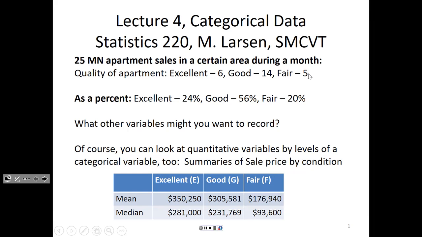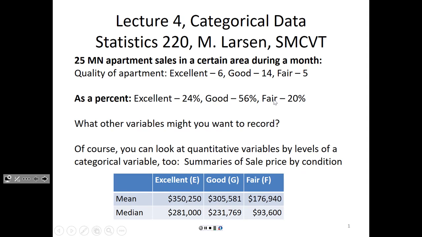You can report that in a table, as a percent. You can judge from 6, 14, 5 relatively which categories are more likely. Good is the most likely, excellent and fair are about the same, but it's often useful just to turn it into percentages. Out of the 25, 24% of them are excellent, 56% are good, and 20% are fair. If you're summarizing that for somebody looking at these data, you would have a sentence that says those things, either counts or maybe counts with percentages, so people get a clear picture of the distribution.